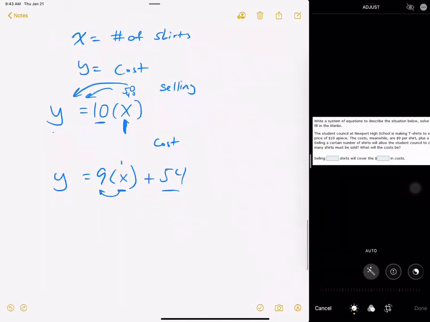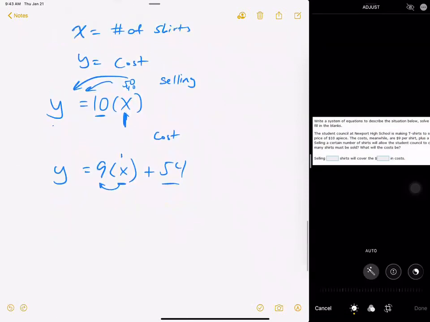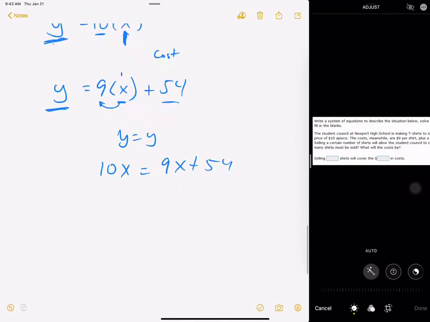So this is where a system of equations comes into play. I'm able to set up a situation in which I can solve for it because these Y values, we want them to be the same. We want our cost and our overall selling money in to be equal to each other. So here's the cool part. Y is equal to Y. So 10x is equal to 9x plus 54. And we can set them equal to each other to solve the system of equations. That's minus 9x from both sides. X is equal to 54. That means we have to sell at least 54 shirts.